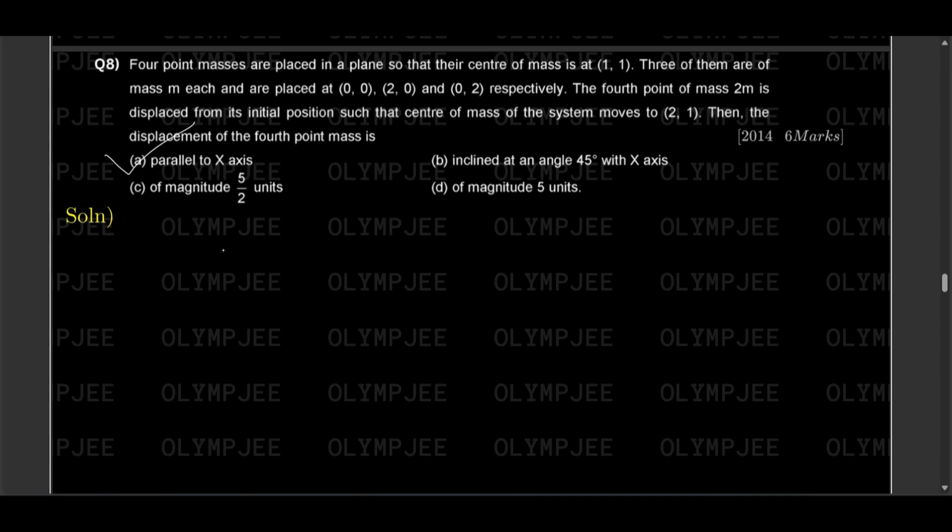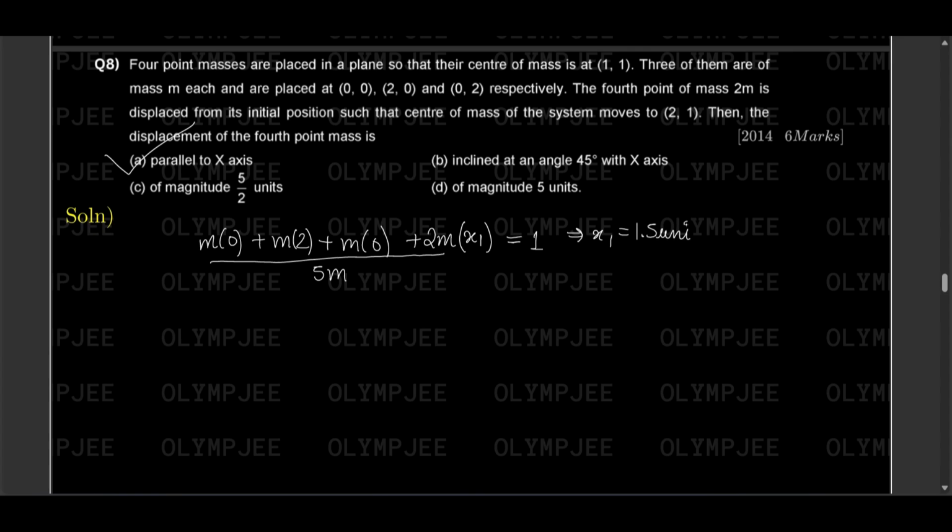Now I will write the center of mass formula for the x coordinate. So m multiplied by 0 for this, plus m multiplied by 2 for second, m multiplied by 0 for third, and the fourth particle has mass 2m. And let us take the x coordinate x1 for initial. Total mass is 5m, and initial center of mass for x coordinate is 1. So this gives us x1 is equal to 1.5 units, right? Then finally all the first 3 points are at the same position only, and the fourth point is changing its location.